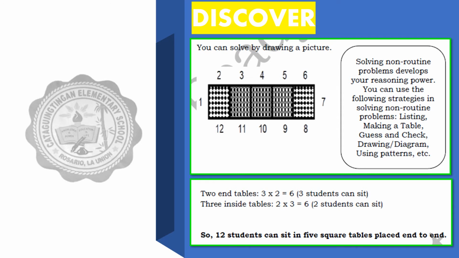Yung sa side-side, yung both sides niya, sa square table na isa, 3 yung makakaupo. Yung 3 naman na table na nasa gitna, 2 lang yung makakaupo. Kasi yung both side, dinugtong-dugtong natin. So, 12 students can sit in 5 square tables placed end-to-end. So, pwede kayong mag-solve gamit yung drawing.